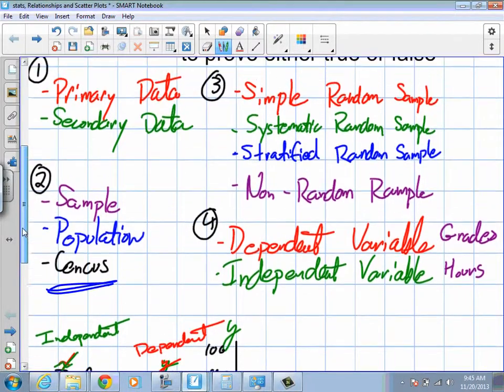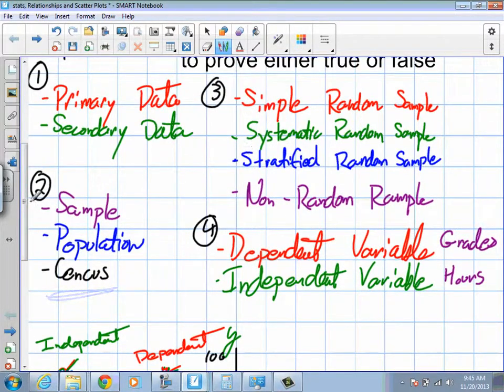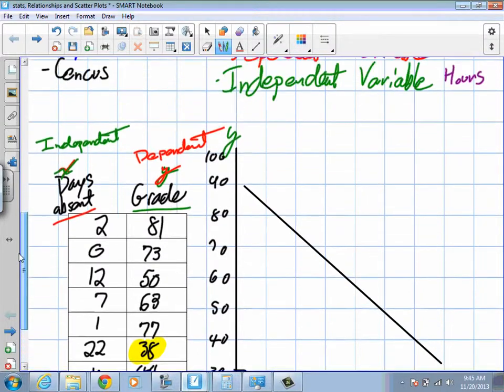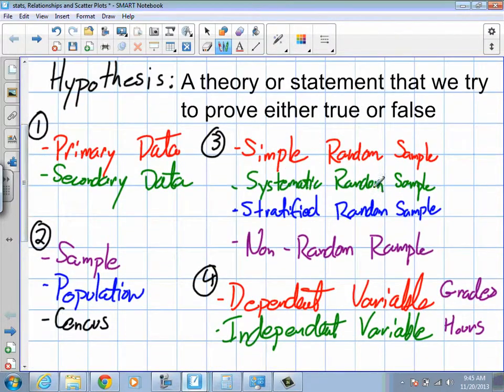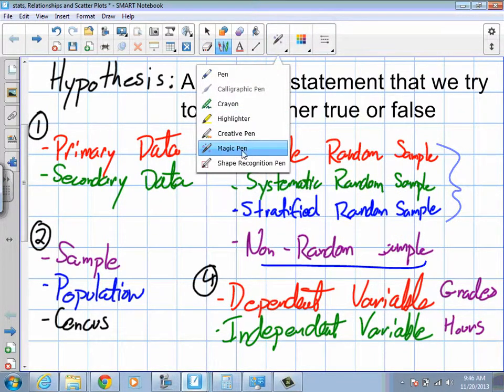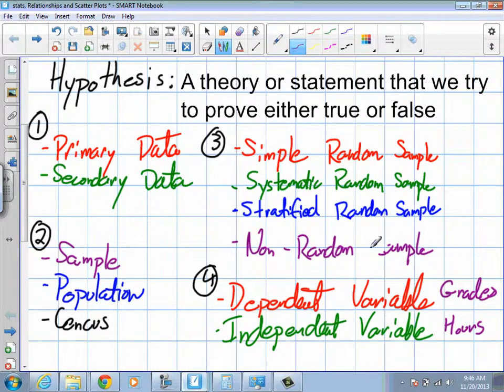Okay. That's right. When we take a look at how it was taken, because I didn't write down, we'll just say that I took 10 people from each class and wrote out their absence and their grades, which means I'd have a systematic random sample. And I could have technically used any of these three would be good. Non-random would not be as good. And it's just a sample. Okay, so with all that being said, we have our independent and dependent.